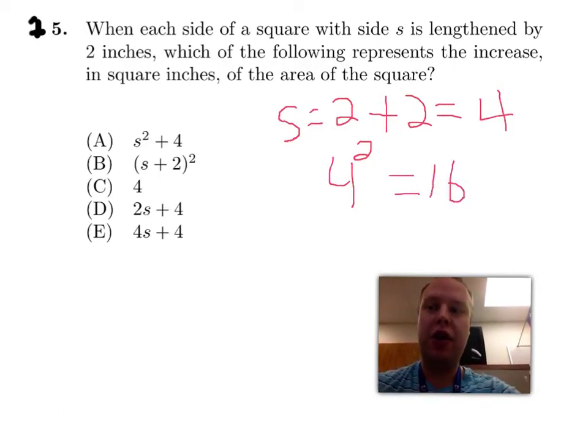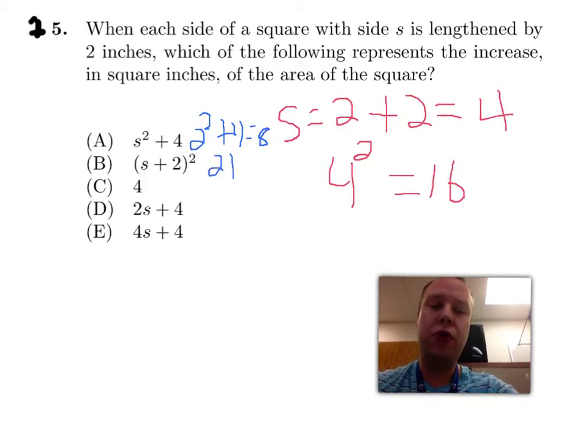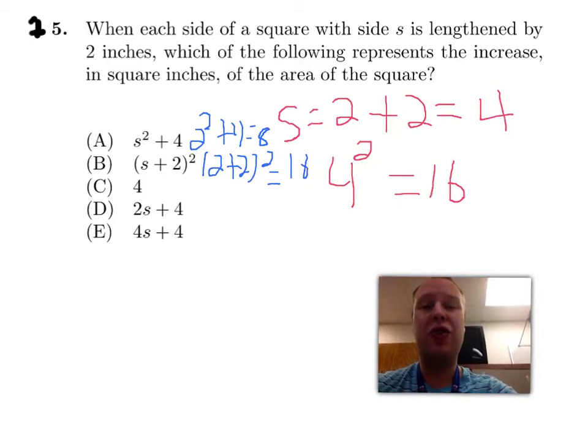Now carefully you're going to plug in the number 2 for s into these equations and see which one works. So A, 2 squared plus 4 is 4 plus 4 is 8. That doesn't work. 2 plus 2 is 4. 4 squared is 16. That works. But let's try the other answer choices to make sure there's not more than one that works.